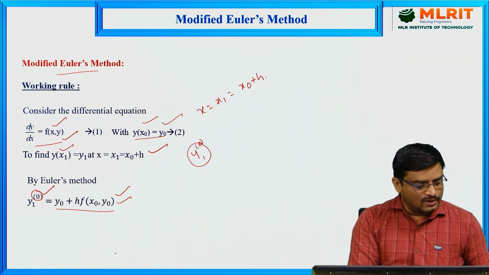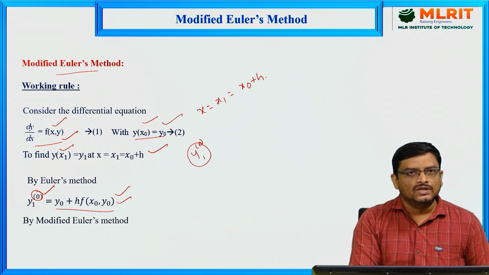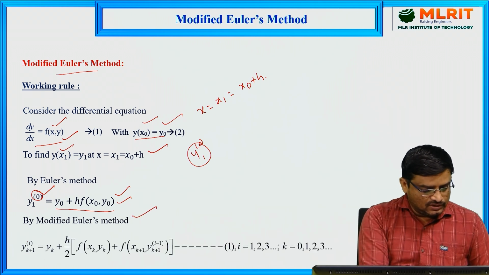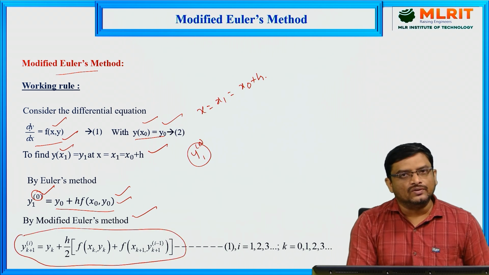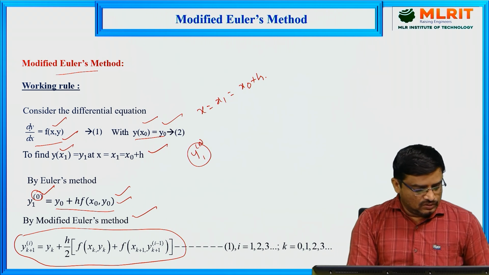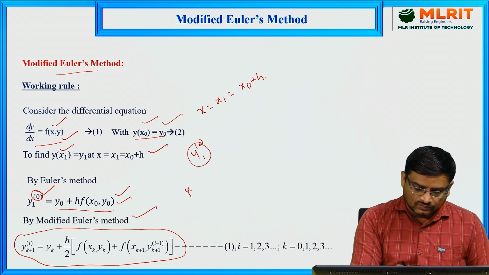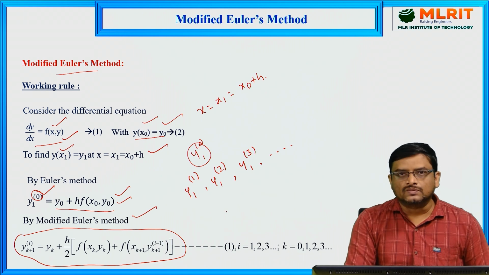Now we have to take the help of this initial approximation of y1 to get a more accurate value for y1. For this we are using modified Euler's method. So this is the standard formula to find the solution by using modified Euler's method. We have to take the first approximation of y1, the second approximation of y1, and the third approximation of y1. Like this we have to find the approximations of y1.